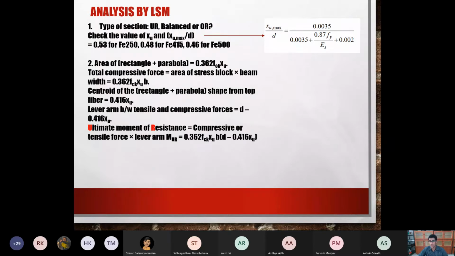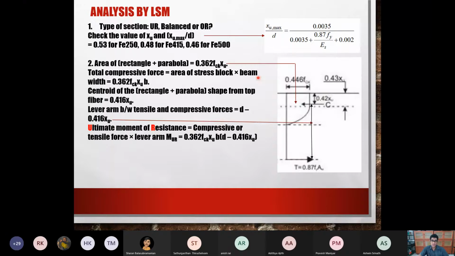You also saw the differences between WSM and LSM in terms of how you find the balanced neutral axis. In working stress method you say balanced; in limit state method you use the subscript U for ultimate. So these are minor differences. You also saw on what basis you find the compressive force and the tensile force in limit state method. Instead of a triangular or linear stress block, you have an entire parabolic or non-linear stress block.